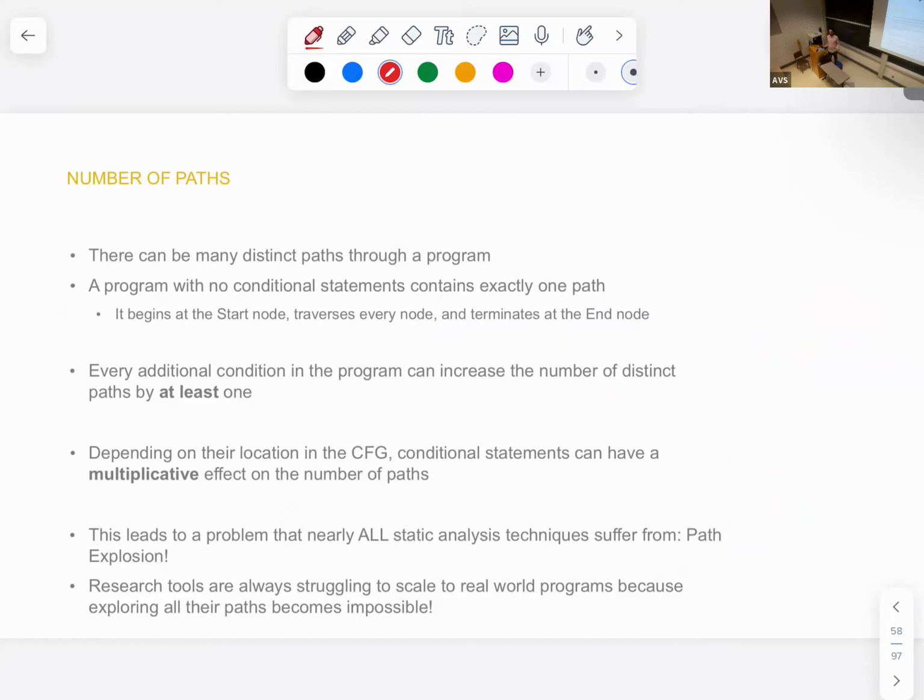And then again, the problem with the number of paths is that it's multiplicative, right? So if you add more nodes to the graph, the number of paths grows exponentially. So that's usually the problem with all these static and dynamic based mechanisms.